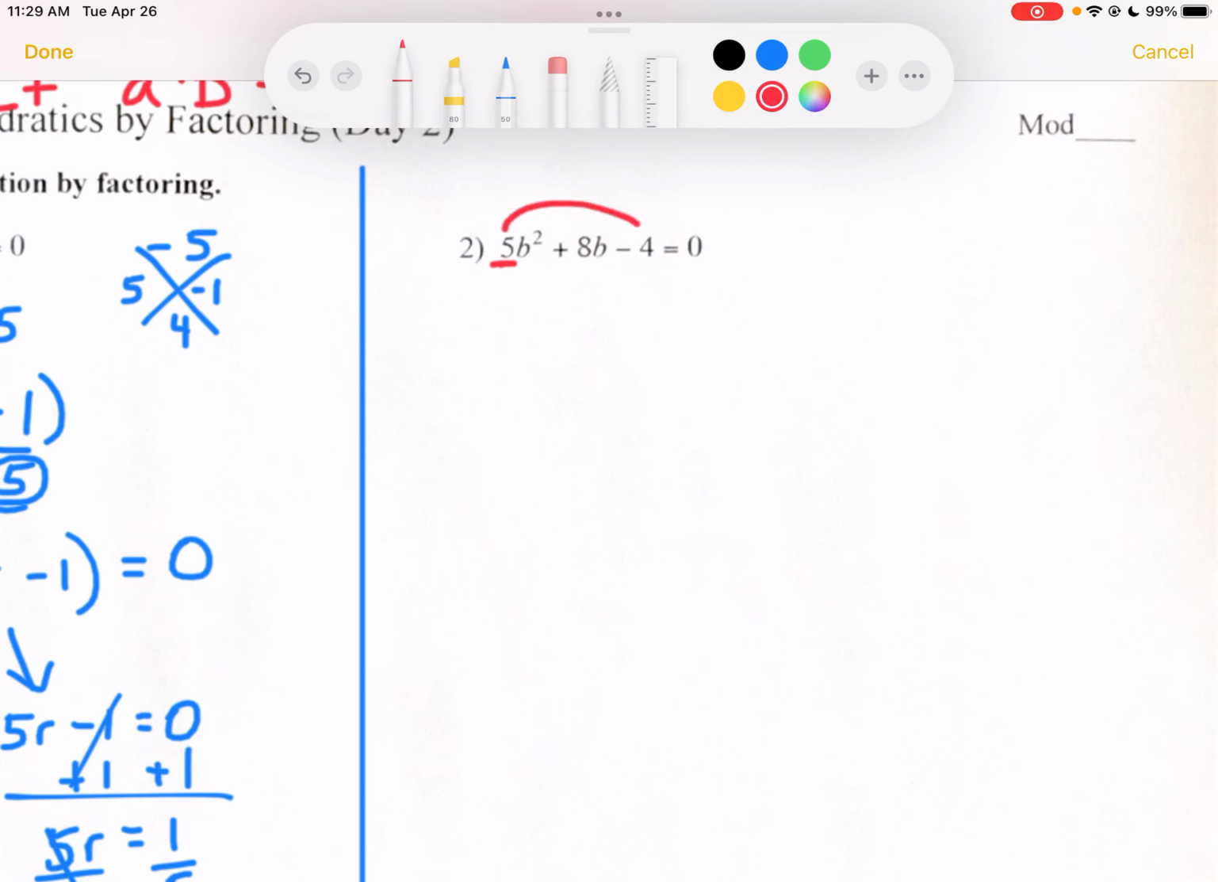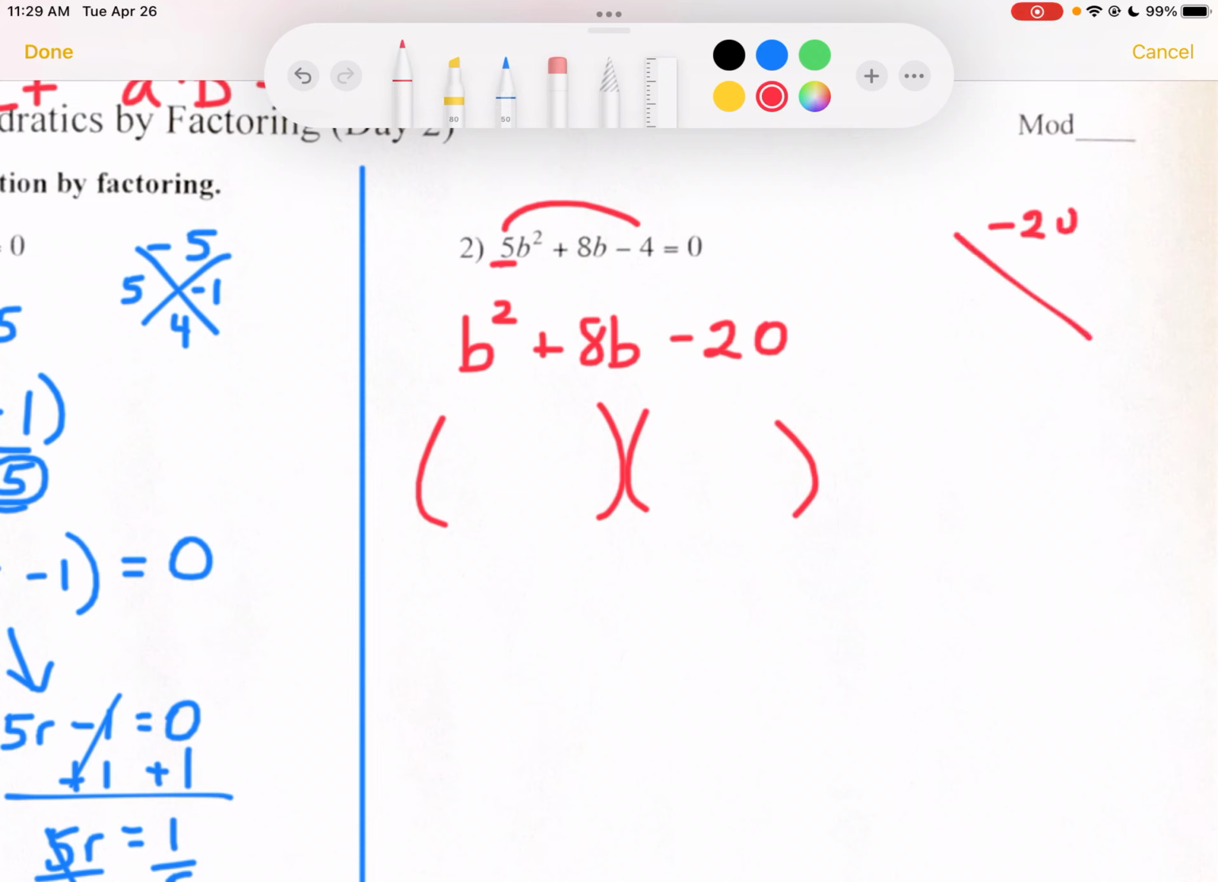If I take 5 times negative 4, I'm going to write b squared plus 8b, and then 5 times negative 4 is negative 20. So then I'm doing the x method to factor. This one takes a little while to think of probably, but if you do 2 times 10, you get 20. And if it's a negative 2, you get negative 20. And then 10 and negative 2 adds to 8. So we can do b minus 2 and b plus 10.